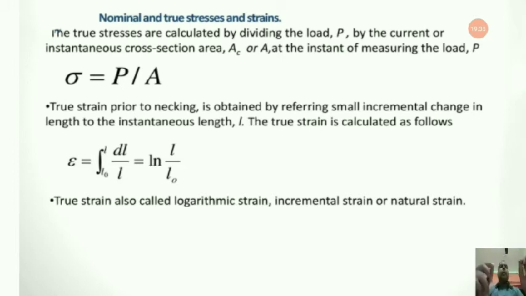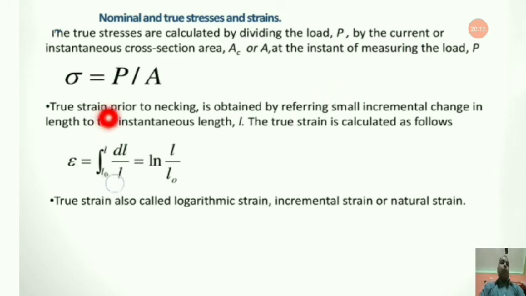If you are stretching the bar, the cross-section is reduced, while if you are compressing the bar, the cross-section is enlarged. So instantaneous cross-section means the change in the cross-section at each and every point of the loading. That is the instantaneous cross-sectional area, and that is known as true stress. It is given by sigma equals P by A, and this A is the instantaneous cross-sectional area, which means at the instant of measuring the load.